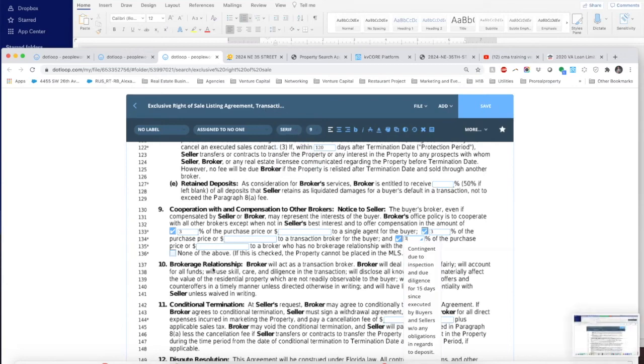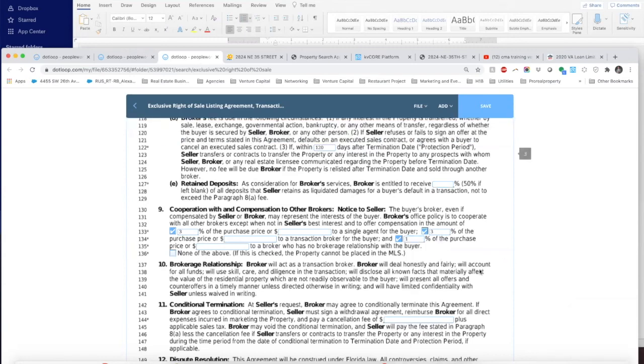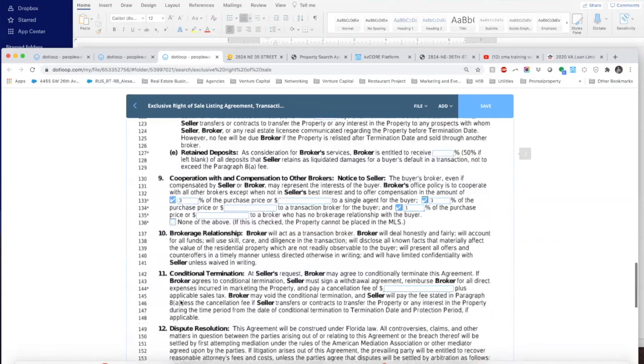Then next one is, let's see what else. So that's basically the description of what we do as a transaction broker. We will account for all funds. We'll use skill, care, and diligence in a transaction. We'll disclose all known facts that materially affect the value of residential property, which are not readily observable to the buyer. We'll present all offers and counter offers in a timely manner unless directed otherwise in writing, and will have limited confidentiality with seller unless waived in writing.